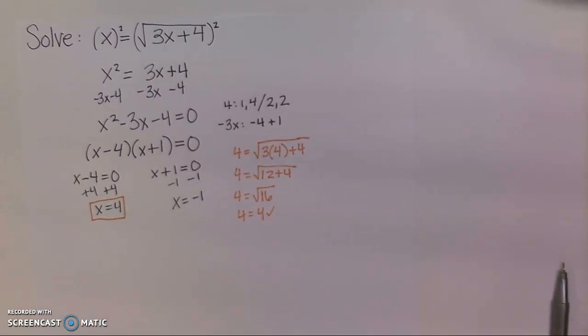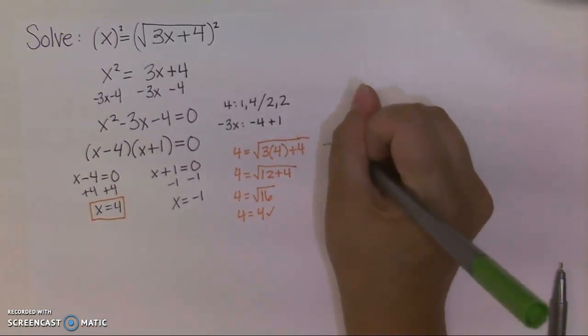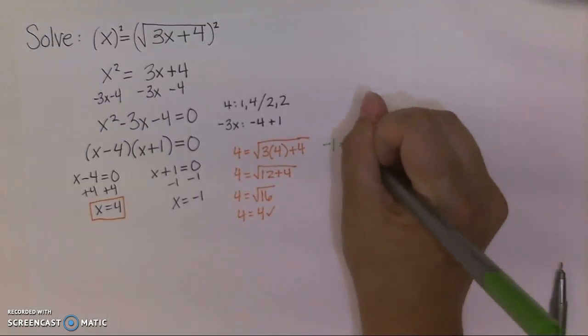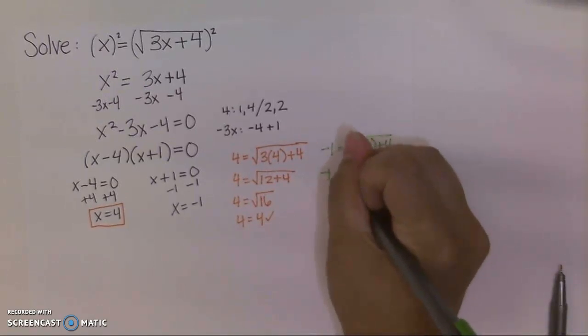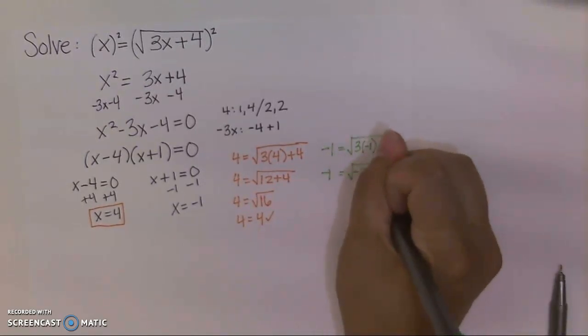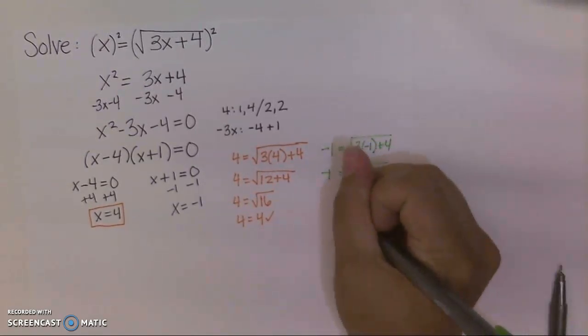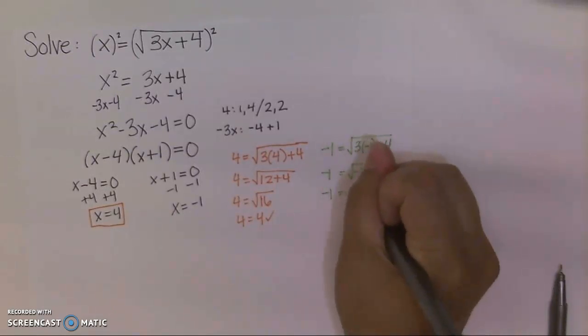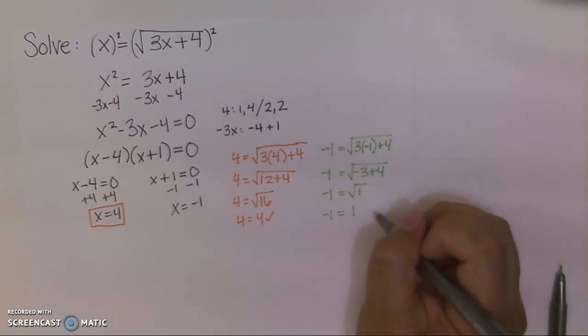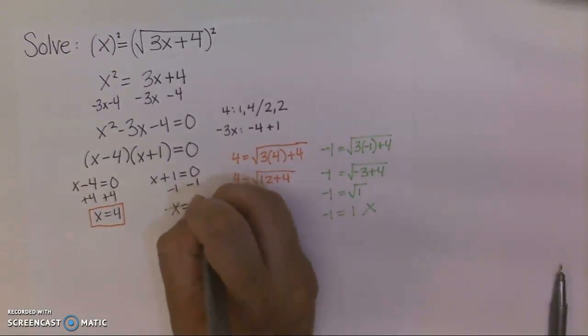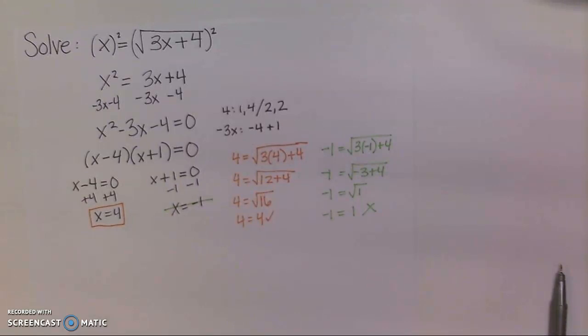Let's check with negative 1. So I'm going to plug in negative 1. Negative 1 equals the square root of 3 times negative 1 plus 4. So I've got negative 1 equals the square root of negative 3 plus 4. Negative 3 plus 4 is 1. The square root of 1 is 1. So 1 does not equal negative 1. That means that that is an extraneous solution. So my only answer to this equation is x equals 4.